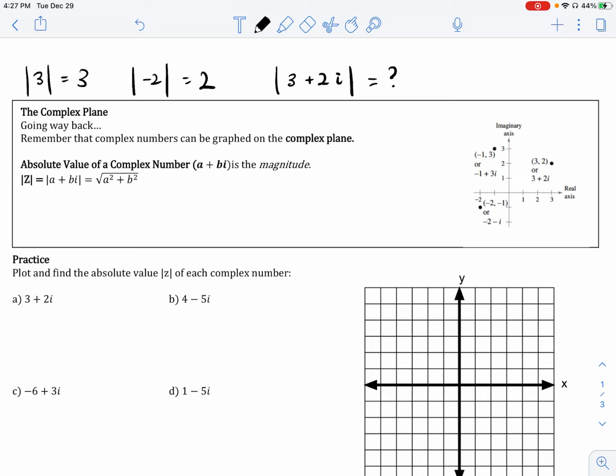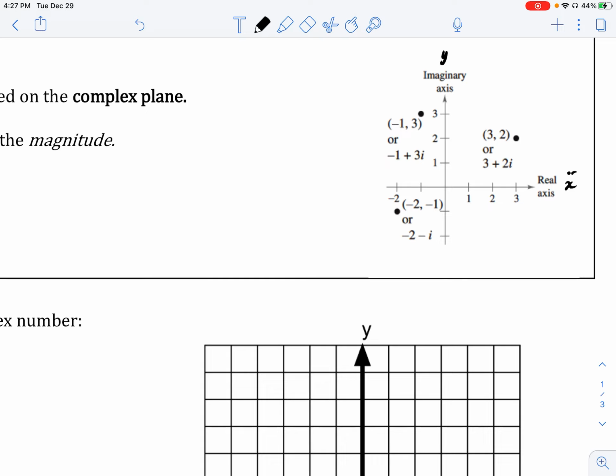And for us to really visualize that, we've got to go back a little bit and remember that complex numbers can be graphed on what's called the complex plane. This is very similar to the Cartesian plane, but remembering that what we think of as our x-axis is really our real axis, and what we think of as our y-axis, if you will, is our imaginary axis. So a number like 3 plus 2i, which would be this number right here, what we're really asking ourselves when we want to find the absolute value of this number is how far is this number from the origin? What is this distance here?